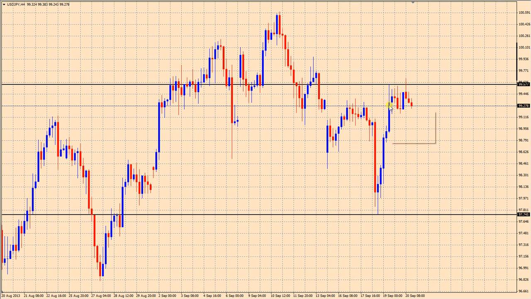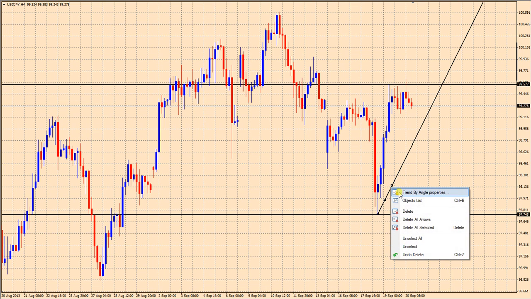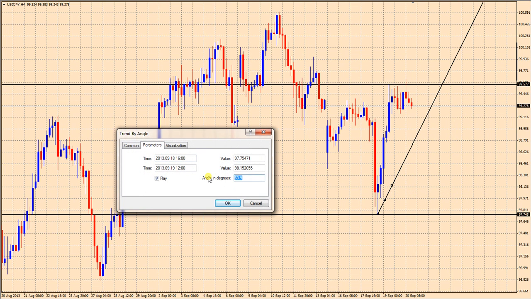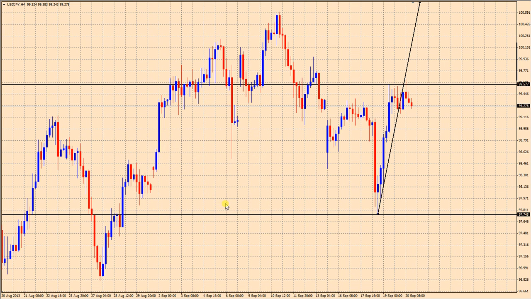The next thing we want to do is put a trend line by angle right here and adjust it to 78.7 degrees. Sorry about my voice. I'm getting over a cold, so it's a little bit strained. So right now we have this 78.7 degree angle right here.